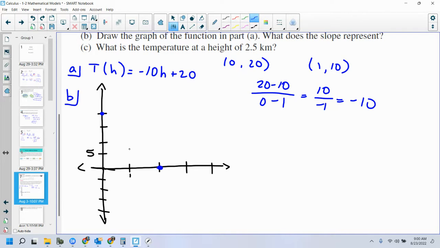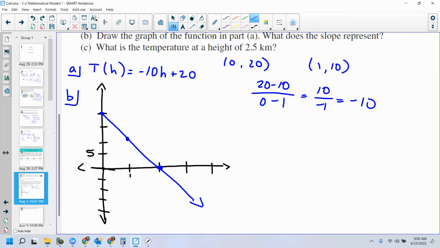This is why I need a better graph. Oh, geez, I made that worse. There we go. Much better. All right, so there's the graph of this function.